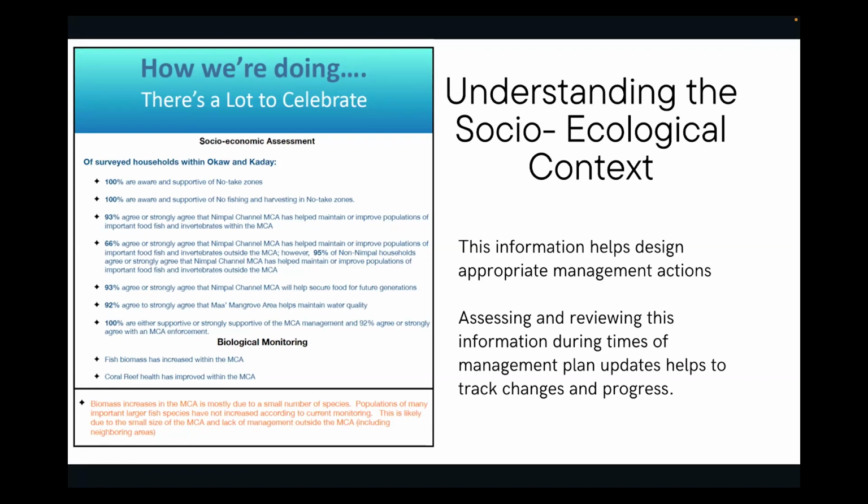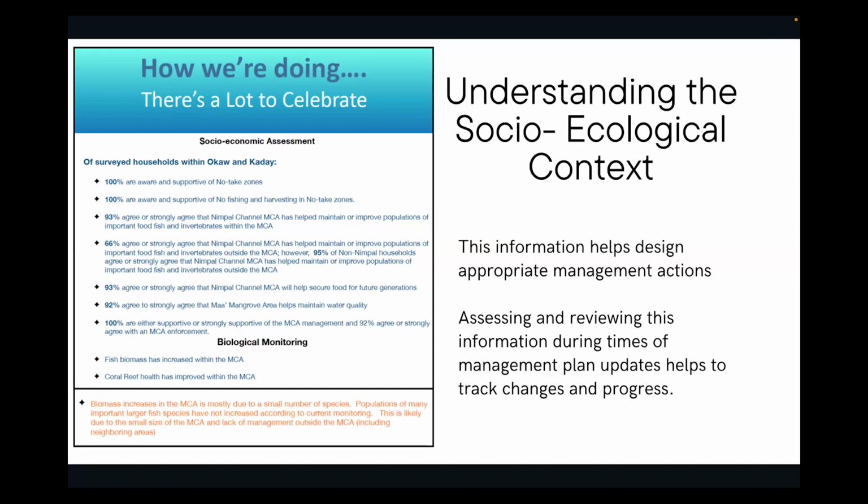So assessing and reviewing this information during management plan updates is really critical to understand how things have changed over time, if you're moving toward your objectives, and what management actions you might need to take. So this example on the slide is from Nimbal and Yap, which you're going to hear more about in a little while. But when they updated their management plan, they reviewed their biological and their socioeconomic data to identify where they were doing really well and where they were challenged.